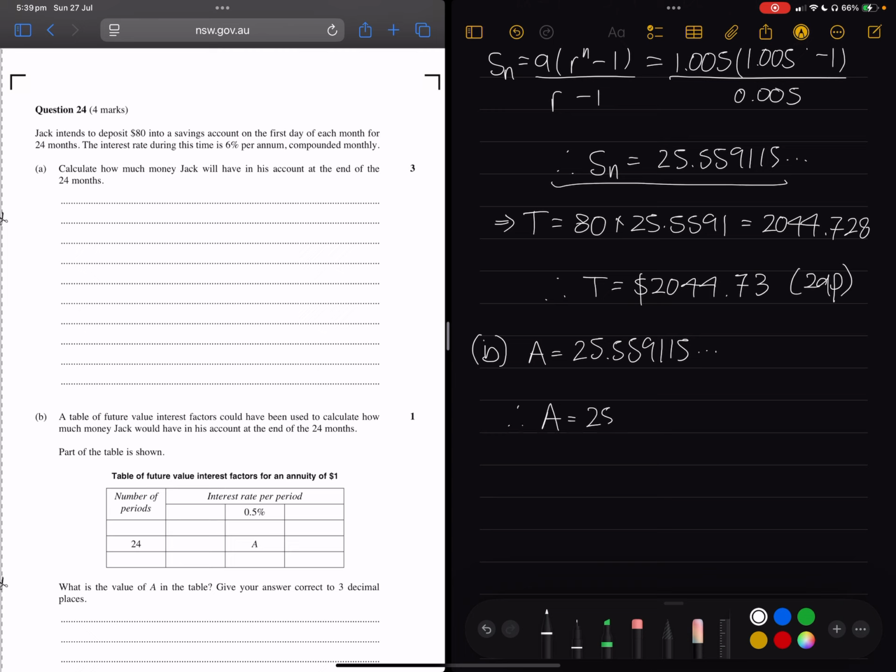It's going to be 25.559 (3 dp). Now notice this is a unitless number. It is not in terms of dollars or cents or anything like that. It's just a multiplication factor. It's a financial scaling factor. And this is the end of question 24.